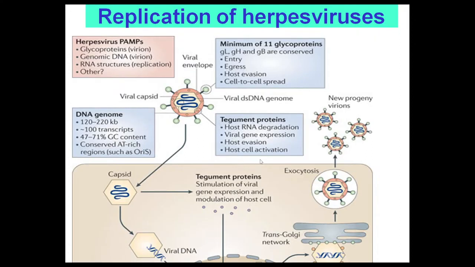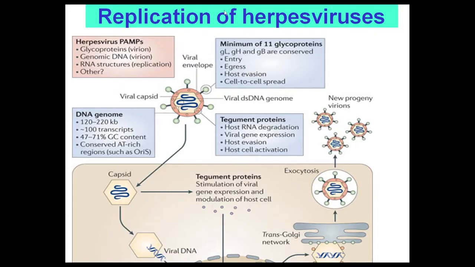So we repeat that in teguments we have proteins with the functions of host RNA degradation. It's supposed to be destroyed, not to be translated. Then viral gene expression, because it is very complex and supposed to be performed stage by stage. Then they also may help in host evasion of the immune response, and host cell activation.